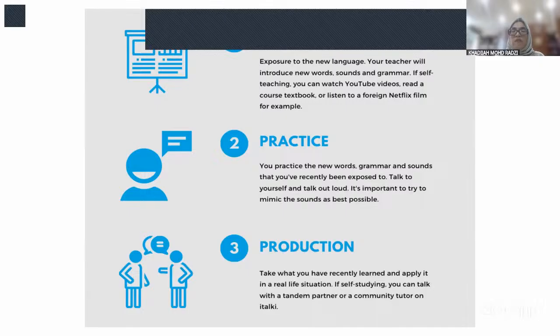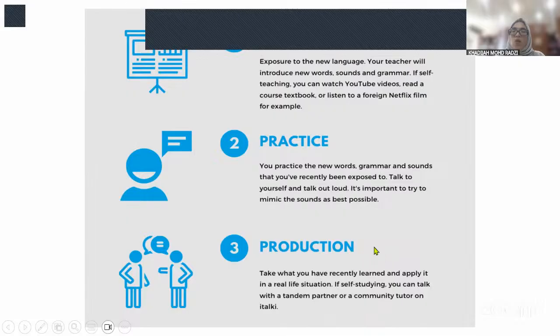So after you have been exposed to the language, you need to practice. Practice the new words, practice the grammar, practice the sounds. Talk to your friends, talk to yourself, talk out aloud, because it is important to try to mimic the sound as best possible. Practice is the best way for you to improve the language.